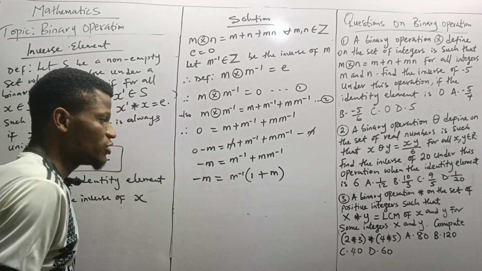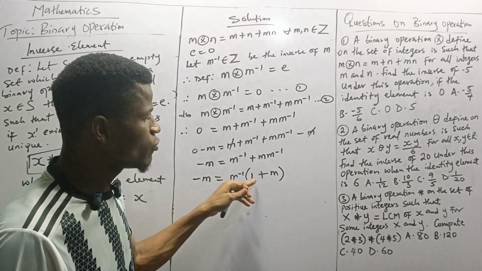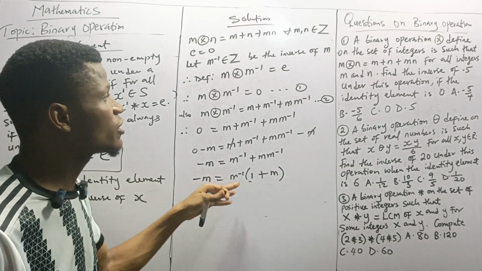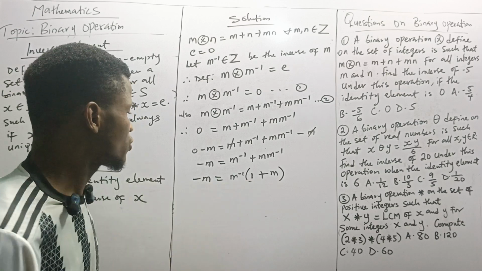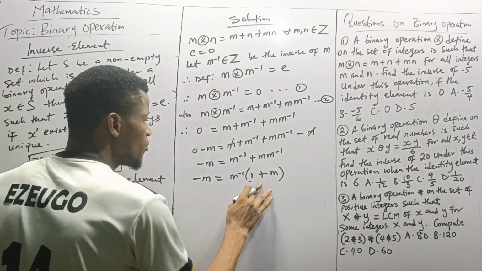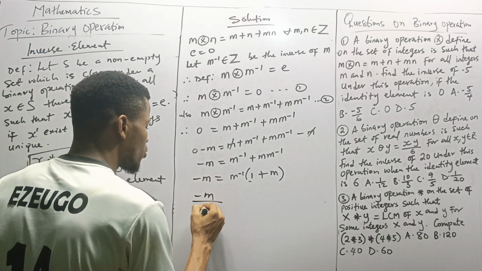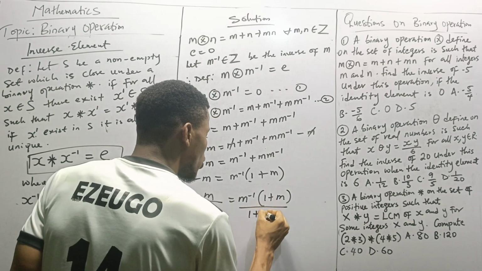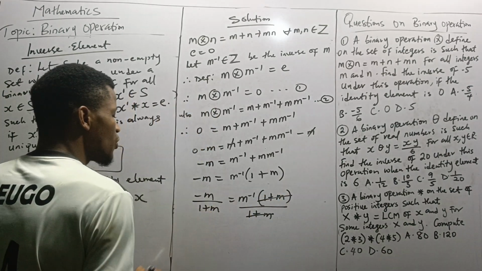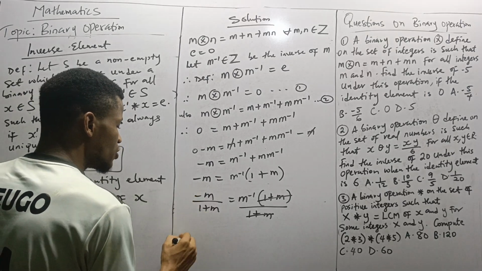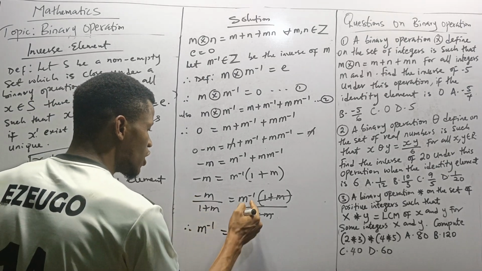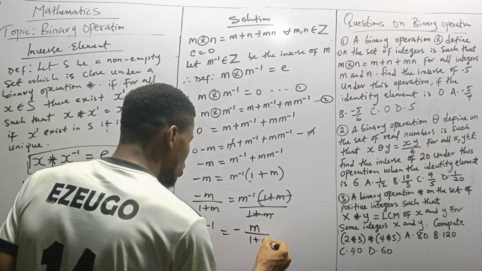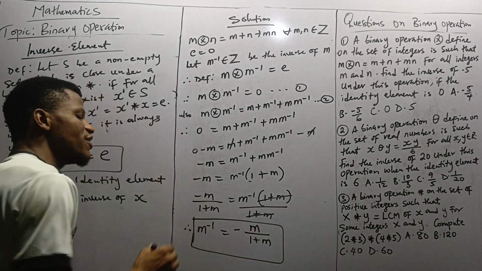All right. So in this case, we are going to remove 1 plus M by dividing both sides by 1 plus M because it's multiplying M inverse. Now to understand better about this equation, watch my videos on equations. So if we divide both sides by 1 plus M, we have negative M over 1 plus M equals M inverse times 1 plus M all over 1 plus M. So the 1 plus M cancels out with 1 plus M. Therefore, our M inverse is equal to minus M over 1 plus M. That is the definition of the inverse element.